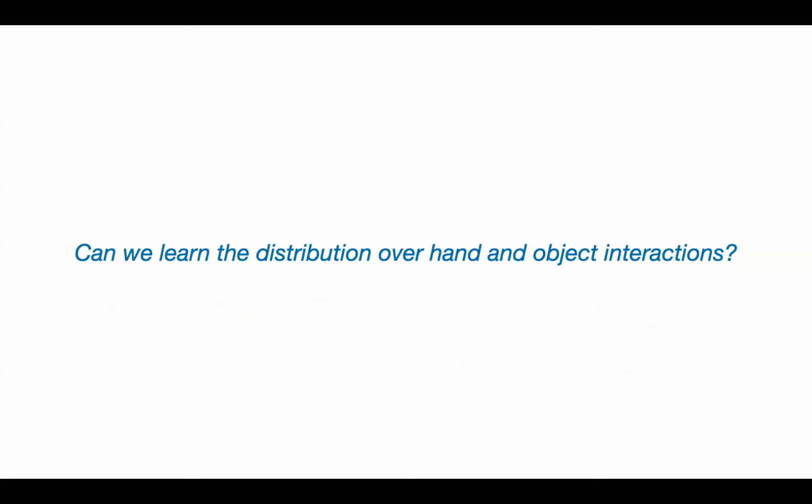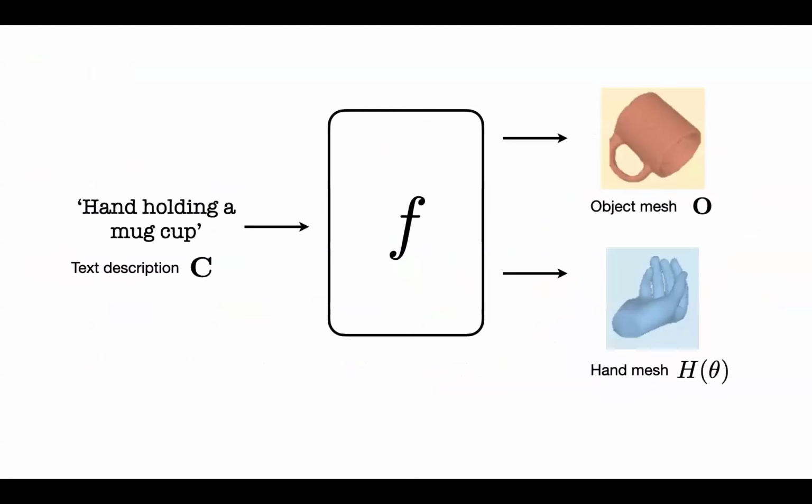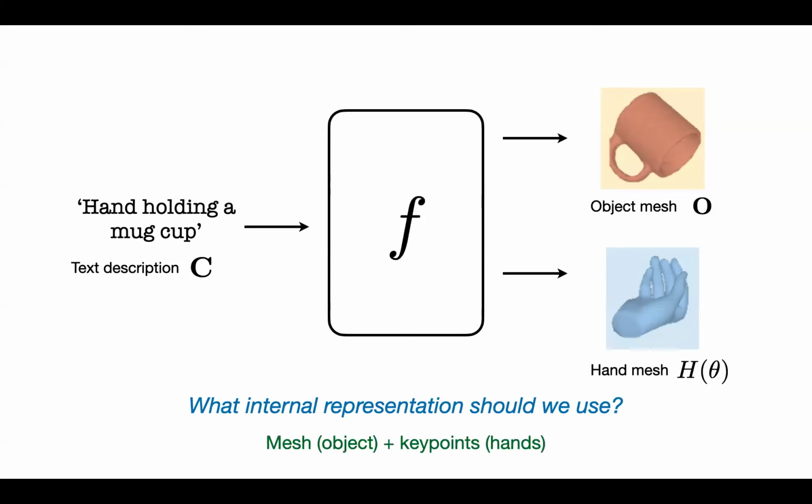All right. So the problem that we want to address in this paper, as in many other papers, is can we learn the distribution over hands and objects and how they interact? If we abstract this as a formalized machine learning model, as input, what we want is a short text description, like a hand is holding up a cup. We wanted to put it into some function, and we wanted to generate both the object and the hand. In this picture, they're separate, but in contact with each other, right? So what kind of internal representations can we use and should we use?